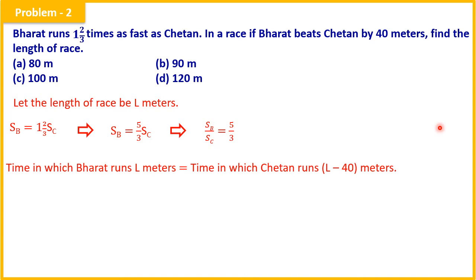Now what is time? Time is equal to distance divided by speed. So Bharat is covering complete L meters of distance and Chetan is covering L minus 40 meters of distance. So अगर हम मान के चलते भरत का स्पीड 5 है तो L by 5 and चेतन का स्पीड 3 है तो L minus 40 by 3. Solving this particular equation, we are able to calculate the length of the race, which comes out to be 100 meters.